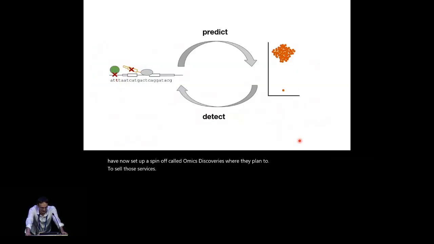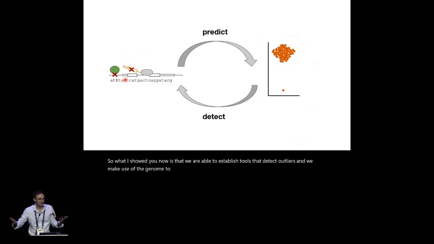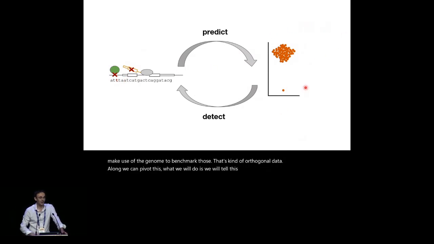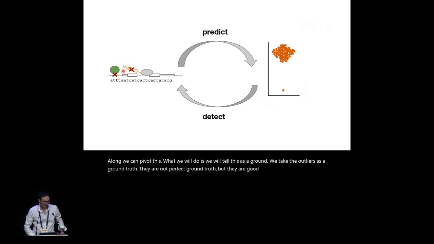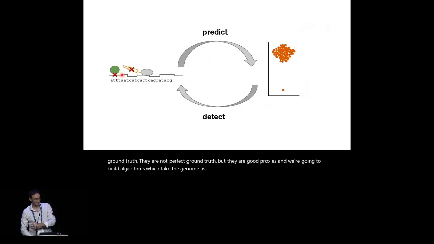Okay. So what I showed you now is that we are able to establish tools to detect outliers, and we make use of the genome to benchmark those. That's kind of orthogonal data. And now we can pivot this. We take the outliers as a ground truth. They're not perfect ground truth, but they're good proxies. And we're going to build algorithms which take the genome as input and predict outliers.